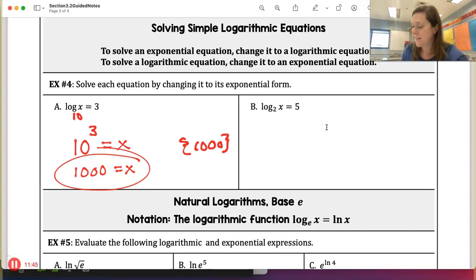How about you? For part B, my base is 2, so I'm going to do 2 to the 5th is equal to x. 2 to the 5th is 32.